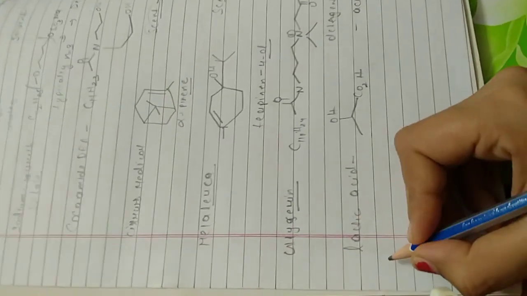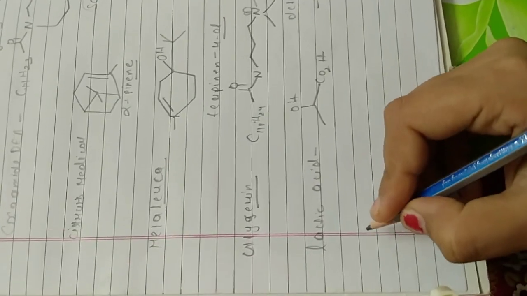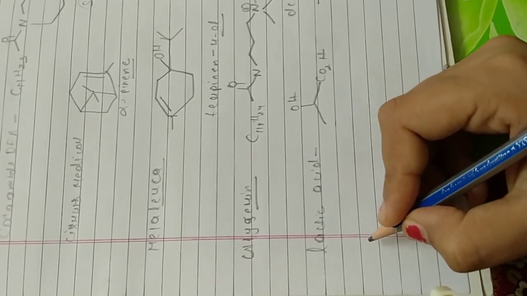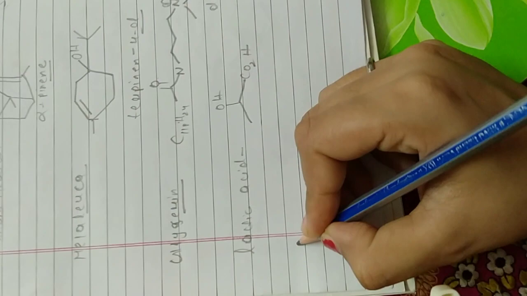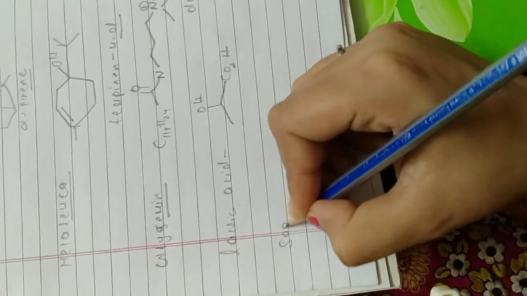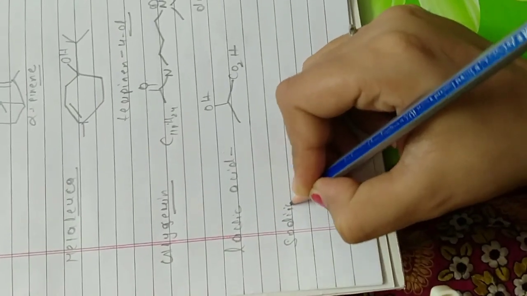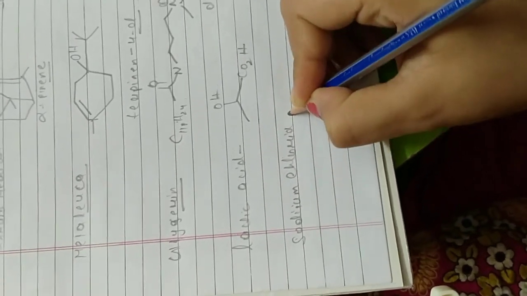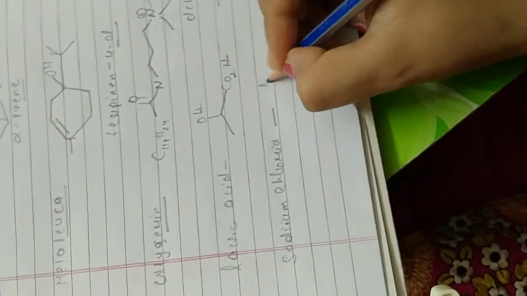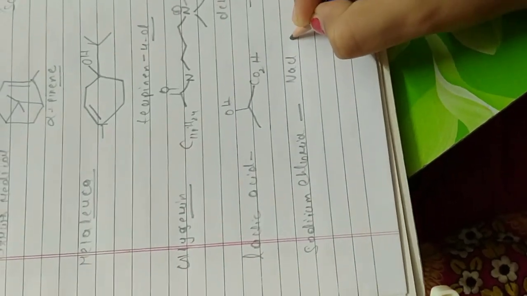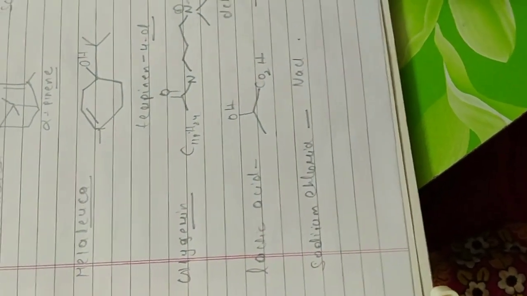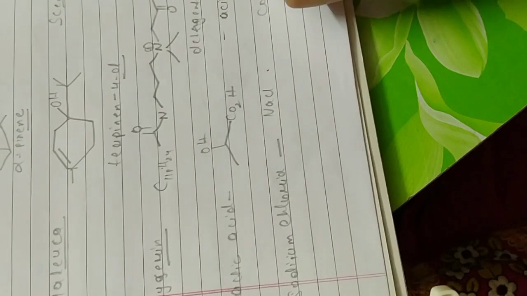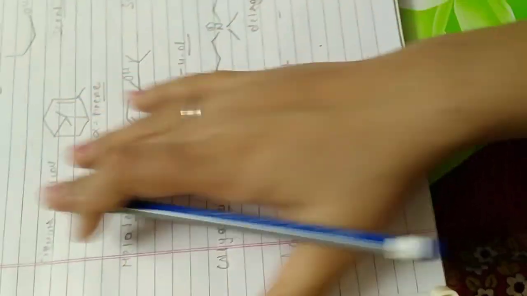Okay, now we are going to see the next structures. We all know about sodium chloride. Sodium chloride, its structure is NaCl, and it controls the solubility of NaCl.